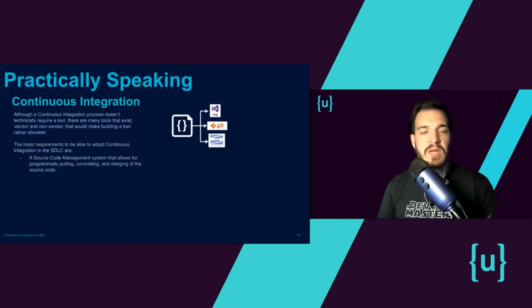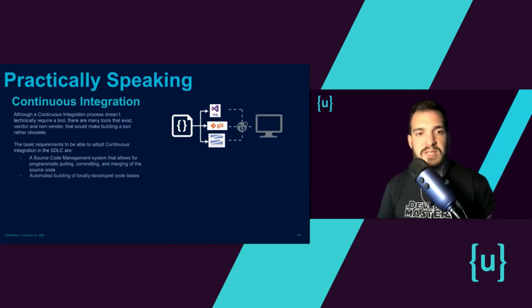And it needs to be in a way where you can basically commit, you can pull, you can merge, you can push, you can do all these different types of things in a programmatic way. So there needs to be an API, there needs to be a CLI of some kind that can integrate with your source code manager. That is going to be a requirement, especially if you want to build out the automation that makes continuous integration possible.